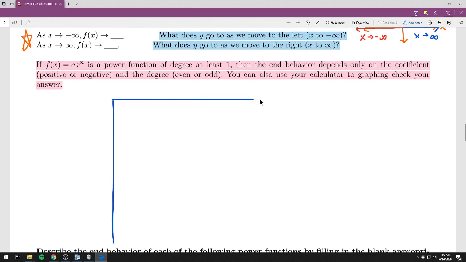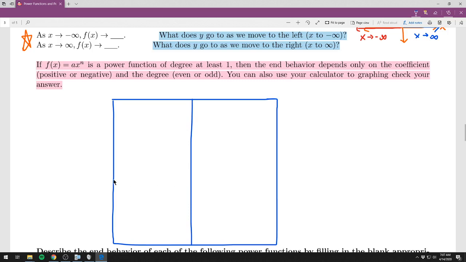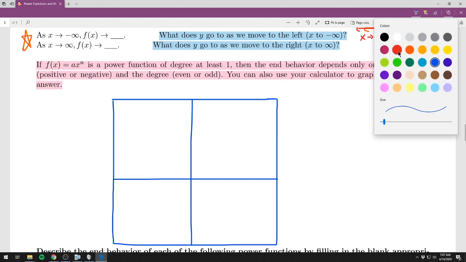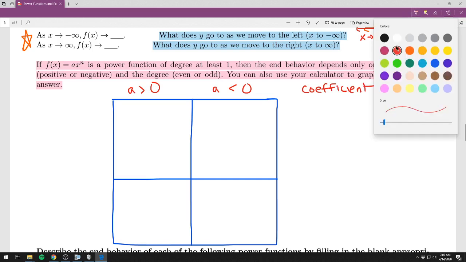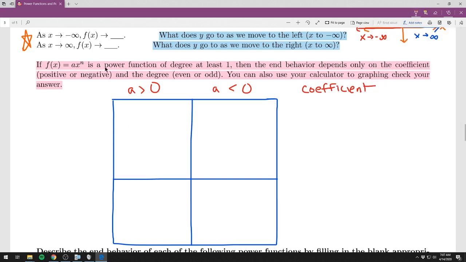All right, so what I want to do is make a chart here to explain how you figure this out and why it works the way it does. On the top here, I'm going to talk about a, the coefficient being positive or negative. That's what a is representing. So whether a is positive or negative. And then the other thing it depends on is whether the power, or the degree, is even or odd.